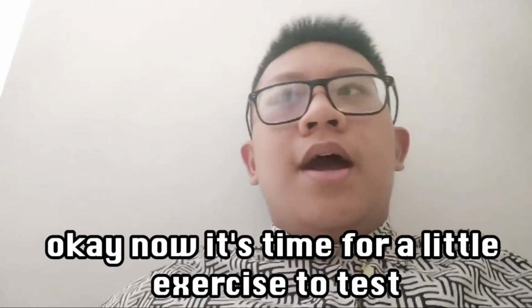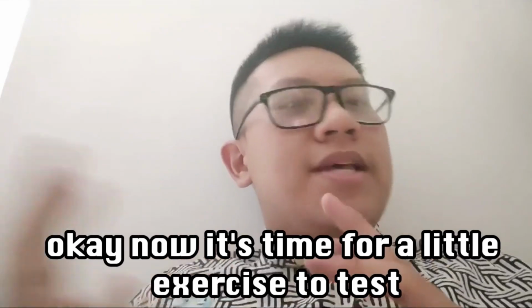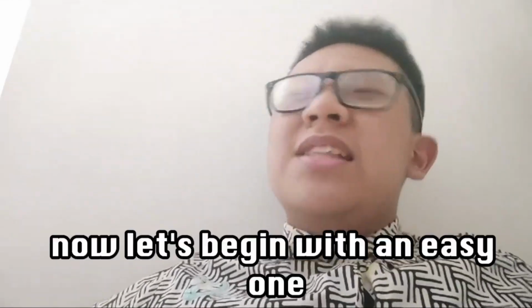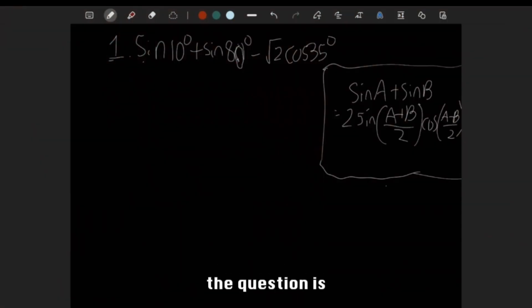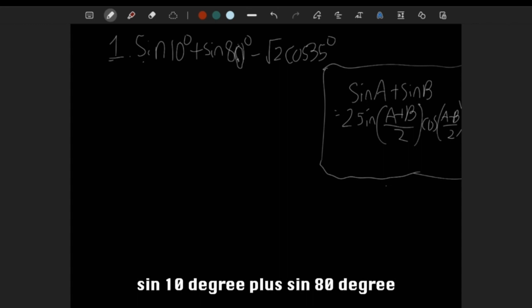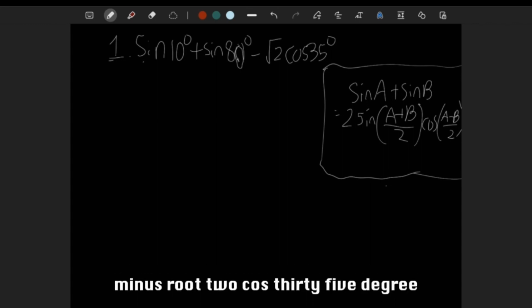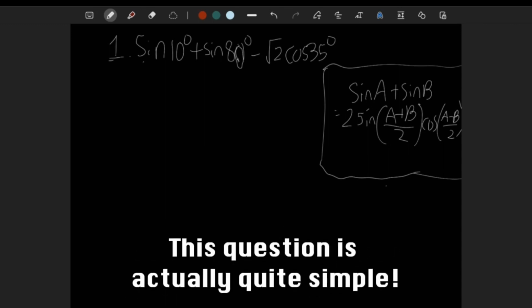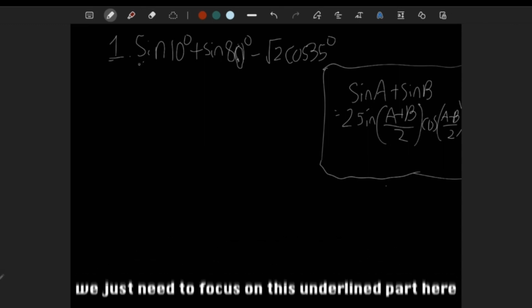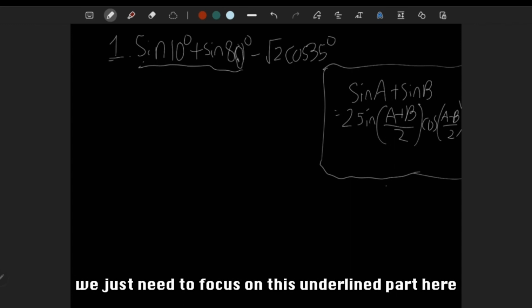Okay, now it's time for a little exercise to test your knowledge. Now let's begin with an easy one. The question is, what is the answer for sin 10 degrees plus sin 80 degrees minus root 2 cos 35 degrees? Now, don't worry, this question is actually quite simple. We just need to focus on this underlined part here.